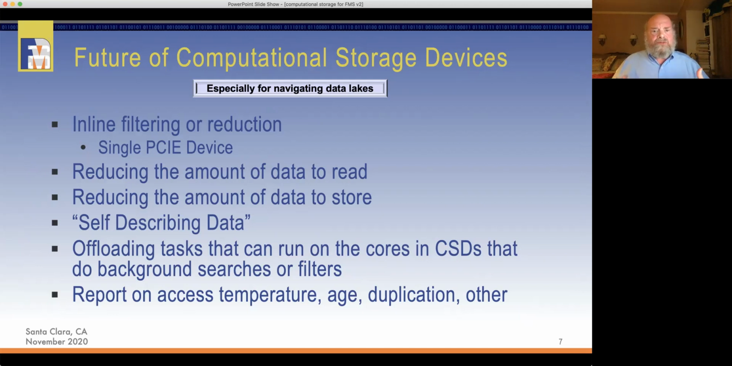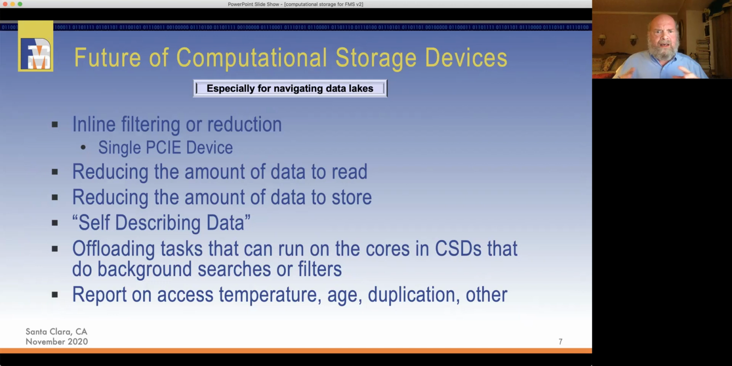Now, in addition to reducing the amount of data that needs to be read, that's really what filtering and searching and sorting really amounts to. It reduces how much data I have to bring into the CPU. The other thing is to reduce the amount of data that needs to be stored. And compression is one example of that.